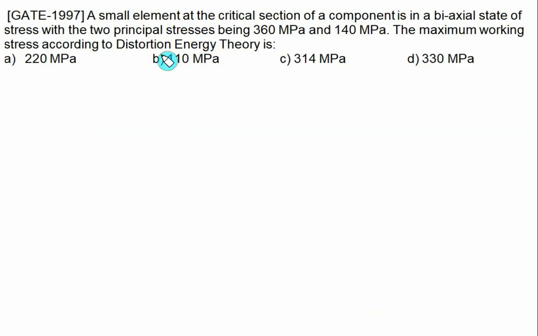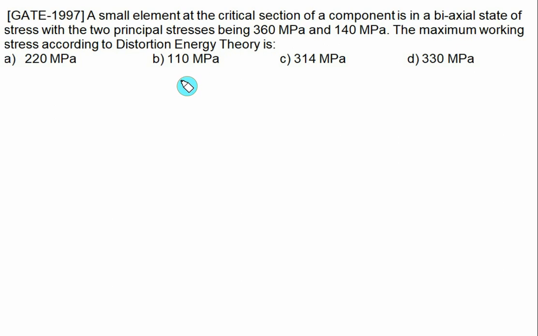A small element at the critical section of a component is in a biaxial state of stress with the two principal stresses being 360 and 140. So in this numerical already we have given the two principal stresses. Higher value we will take as 360 and the lower value that is 140. So sigma 1 is 360, sigma 2 is equal to 140 and the third principal stress we will take sigma 3 equal to 0. The maximum working stress according to the distortion energy theory you have to calculate.